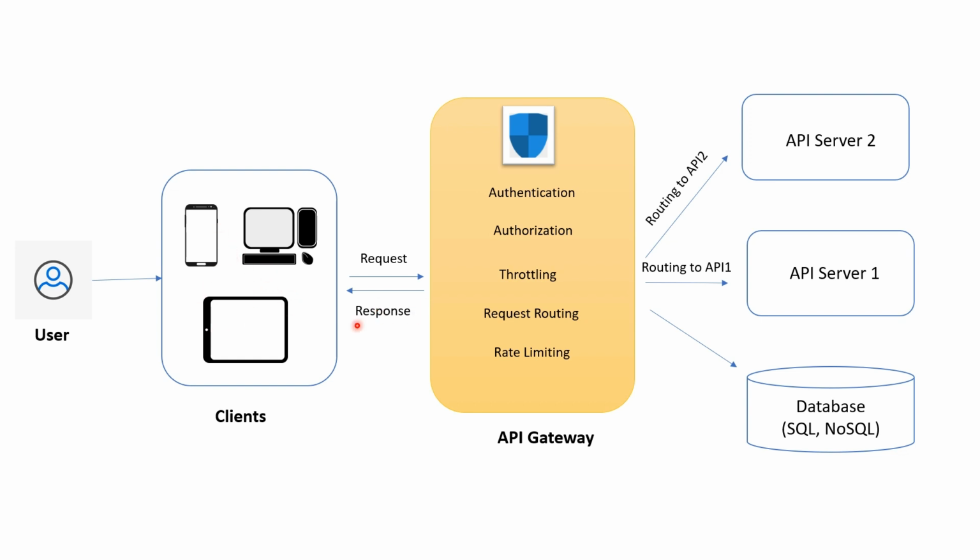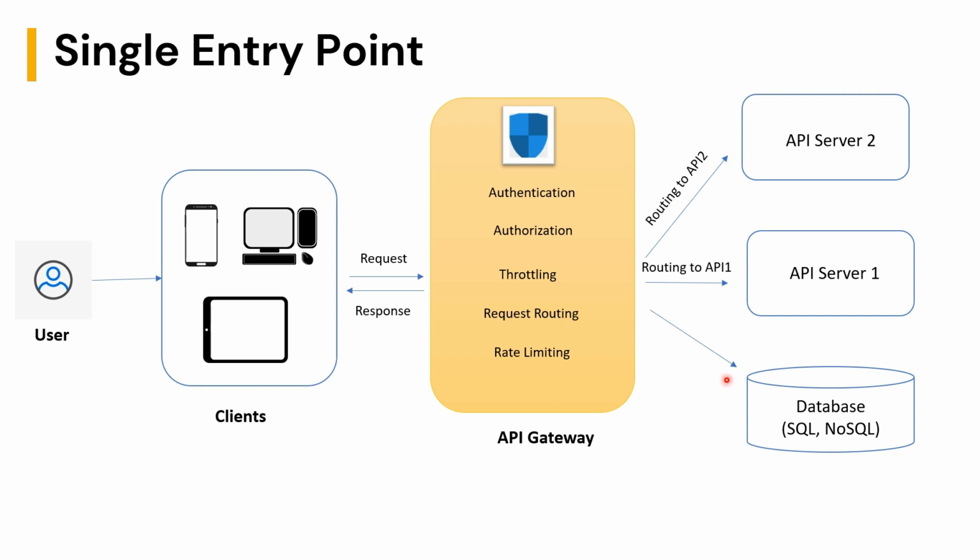The response may be positive or it may be an error. Let's say the API gateway connects to some of the services and that service is not responding, then the API gateway will send the response as server not responding. That is, we are handling errors in a graceful manner. So this is the main use of an API gateway. It acts like a single entry point to the different servers.